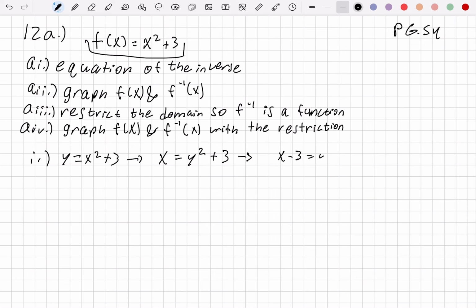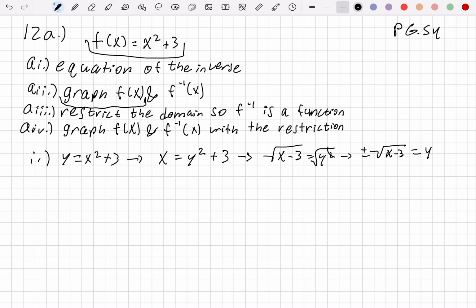X minus 3 is equal to y squared. Whenever we square root something, we have both the positive and negative root, which means y is equal to plus or minus square root of x minus 3. Now, if we want to graph f of x and f negative 1 of x, what we're going to do first is write out points.